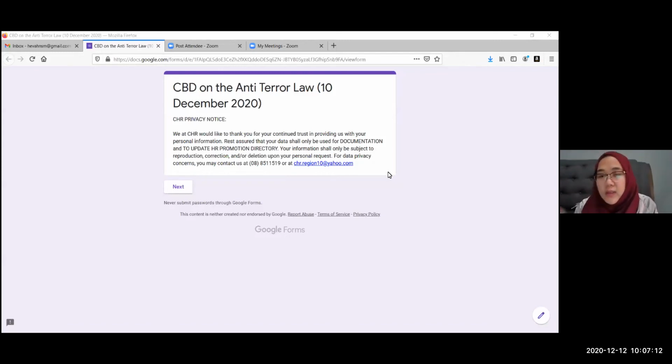It's very important. If you will see, tingnan niyo ulit po yung aming privacy notice. Kasi itong privacy notice namin, idinaan po namin ito sa National Privacy Commission. In fact, the data privacy seminar conducted with the Commission on Human Rights last year was conducted by the National Privacy Commission, no? Your information shall be subject to reproduction, correction, and or deletion upon your personal request. This, all in all, ito lang ang privacy notice na to, nandito na lahat ng rights ng isang data subject, no? Rest assured that your data shall only be used for documentation purposes.